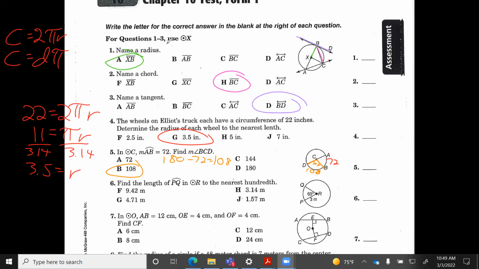So PQ on this one. Look at that arc. We're finding length. So now that's one of these formulas I have on the sideboard over here. For arc length, you're taking the fraction of the circle you're using. So whatever the measure is in degrees over 360 and multiplying it by the circumference formula. So on that diagram, they gave me 60.